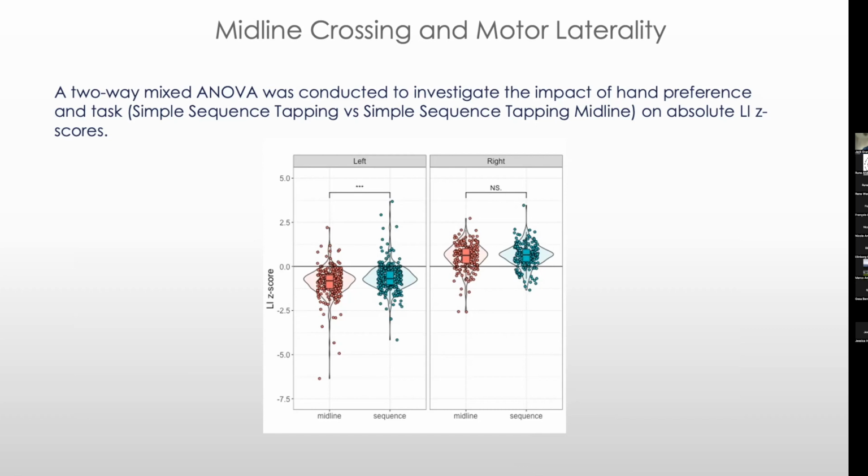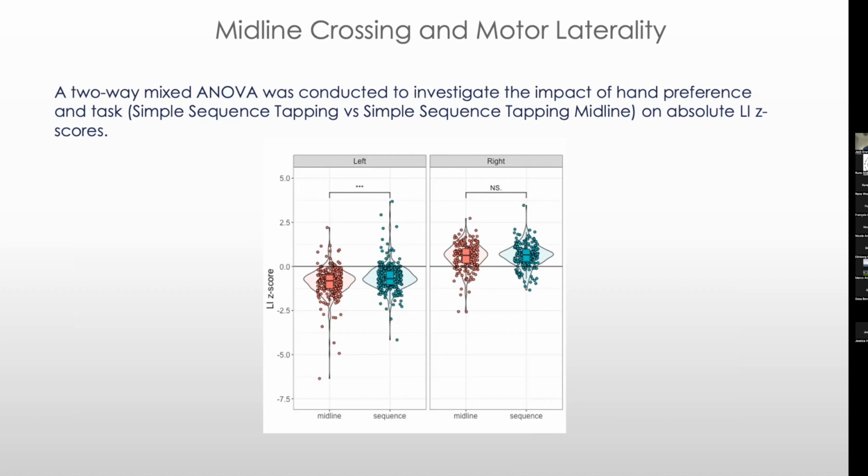But we found a significant main effect of hand preference. So left-handers had significantly larger absolute LI scores than right-handers. And we also found a main effect of task. So there were larger LI scores on the midline version of the task compared to the simple version of the task.